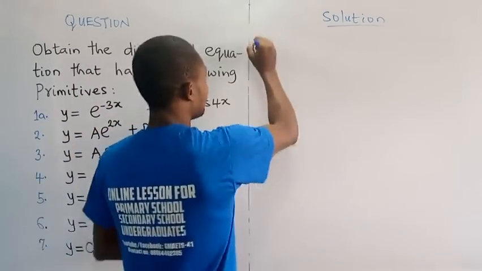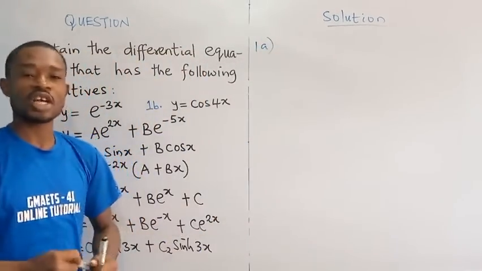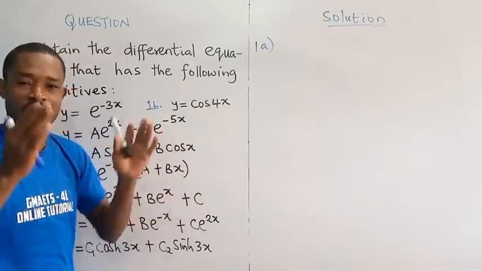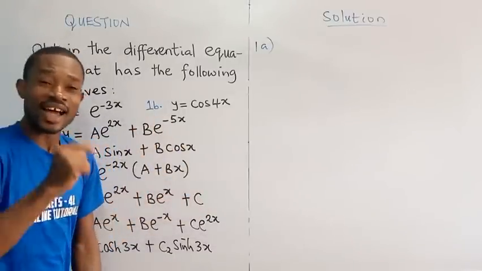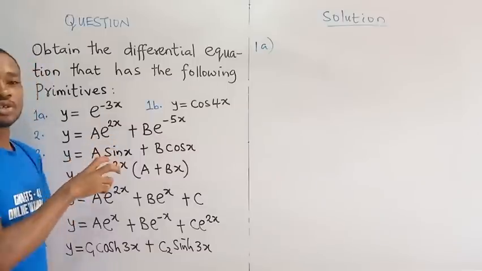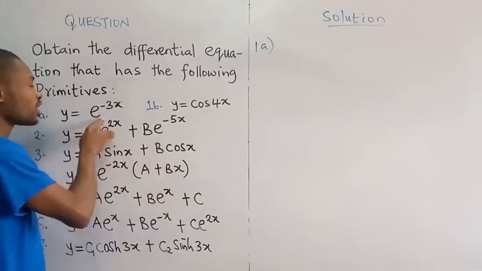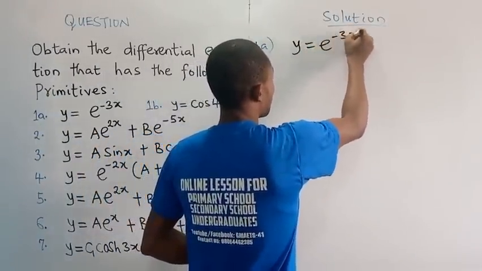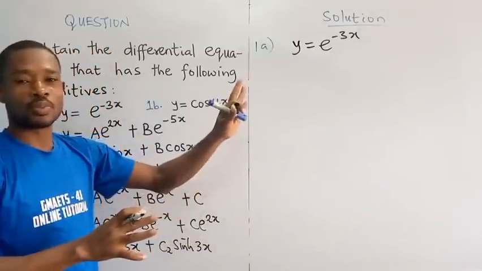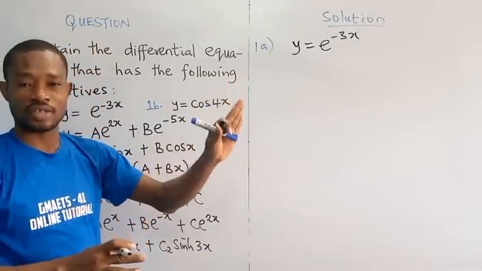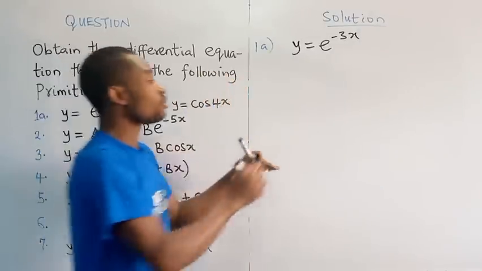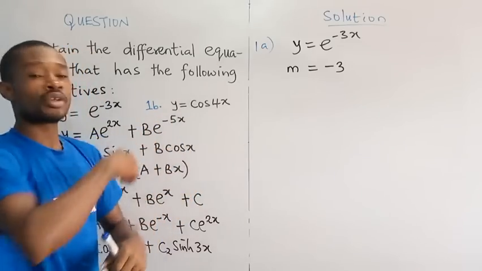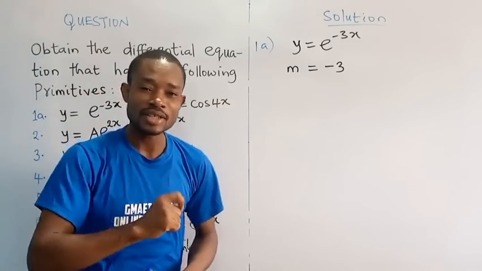Alright, 1a. What do we do there to get the differential equation that has this primitive? Now, I'm not interested in any other thing apart from the root of the given solution. That guy that is the root appearing in this solution. Here, I have y equal to exponential minus 3x. Clearly, the root of the equation is the guy multiplying that x there, which is minus 3. Okay, that's the root of the equation. So I'm simply going to write that m is equal to minus 3. And then bring this minus 3 to meet m. Hey, that friend, this is the secret.